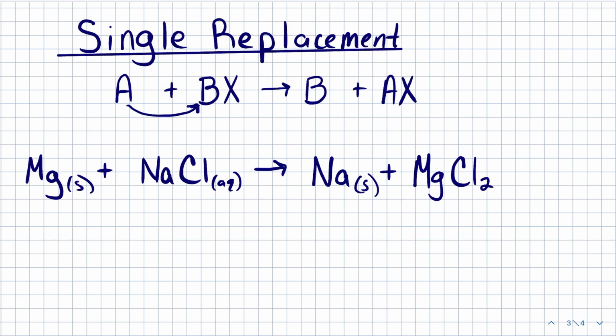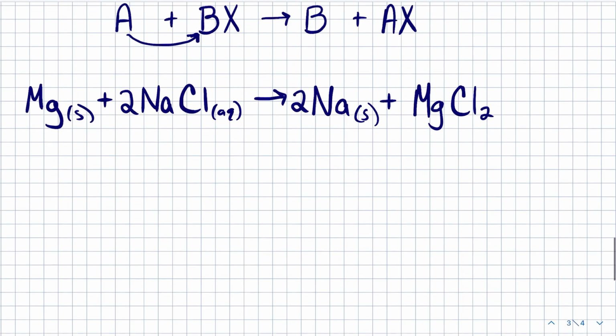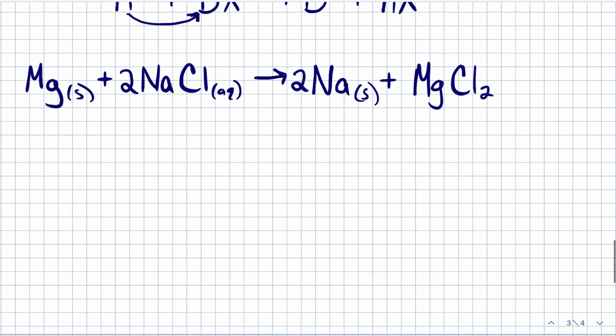Because it's a Cl2 on my product side, I need to balance it out, so I need a 2 in front of my NaCl on my reactant side, which alters my sodium, so now I need a 2 in front of my sodium. This is now my balanced equation. So that's my balanced equation.